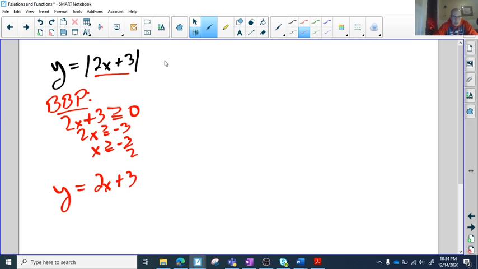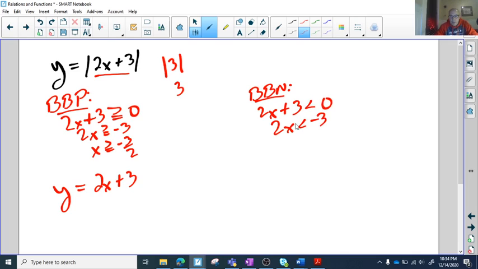Again, make the analogy of numbers. If you had the absolute value of 3, which is already a positive number, I really don't need the bars. They don't do anything. And then you have this scenario: between the bars is negative. Well, we need to determine what will make that happen. 2x plus 3 could be less than 0. That would only happen if 2x was less than negative 3, so x would have to be less than negative 3 over 2.